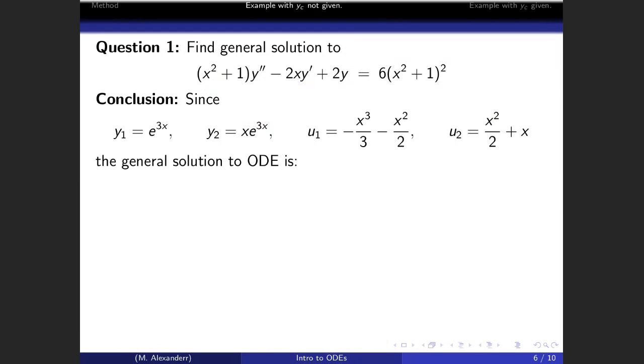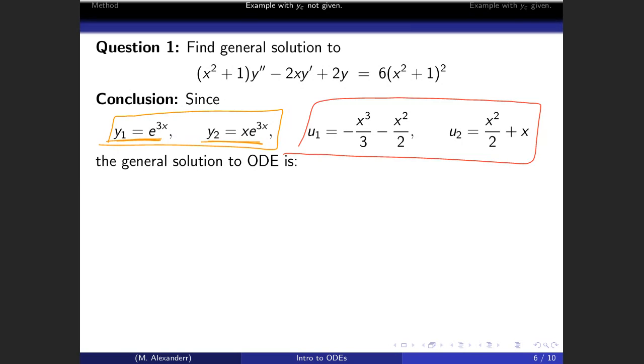So now the conclusion is the following. We have calculated the complementary solution again. This is information coming from the complementary solution, and this is information coming from the particular solution. For the particular solution, you use both y1, y2, and u1 and u2. What I'm trying to say here is that we want to find the general solution to the differential equation. You remember that the general solution is of the following format: the general solution is the complementary solution plus the particular solution. So that's the general solution.